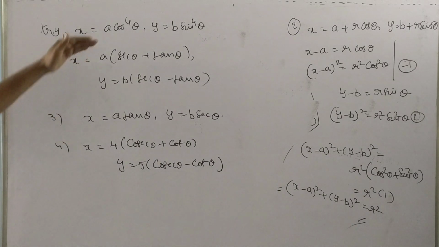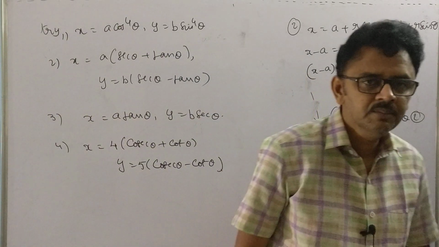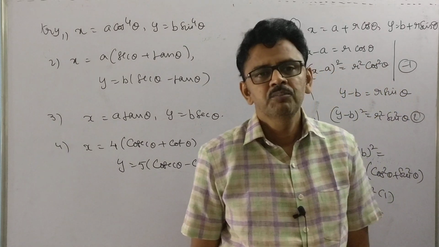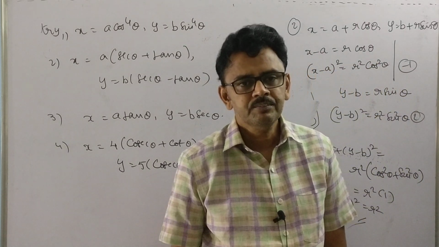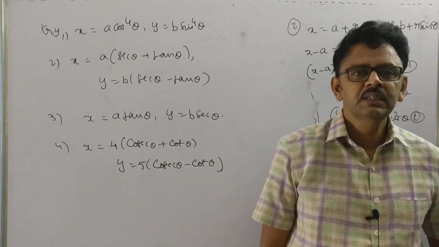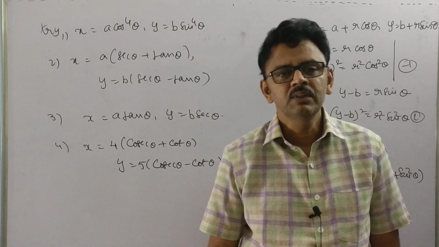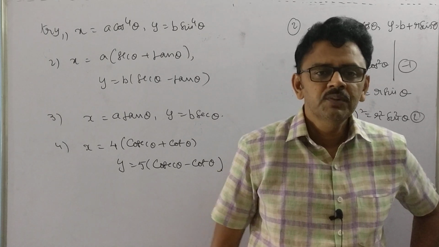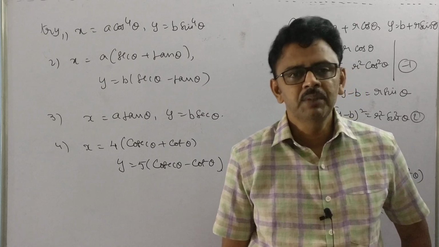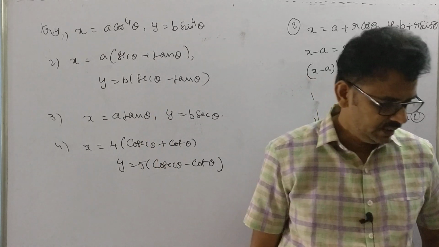So eliminating theta, by using the trigonometric identities, that's the relations: sin square theta plus cos square theta equal to 1; 1 plus tan square theta equal to secant square theta, or secant square theta minus tan square theta equal to 1. And one more formula is cosecant square theta minus cot square theta equal to 1, by using eliminating theta.